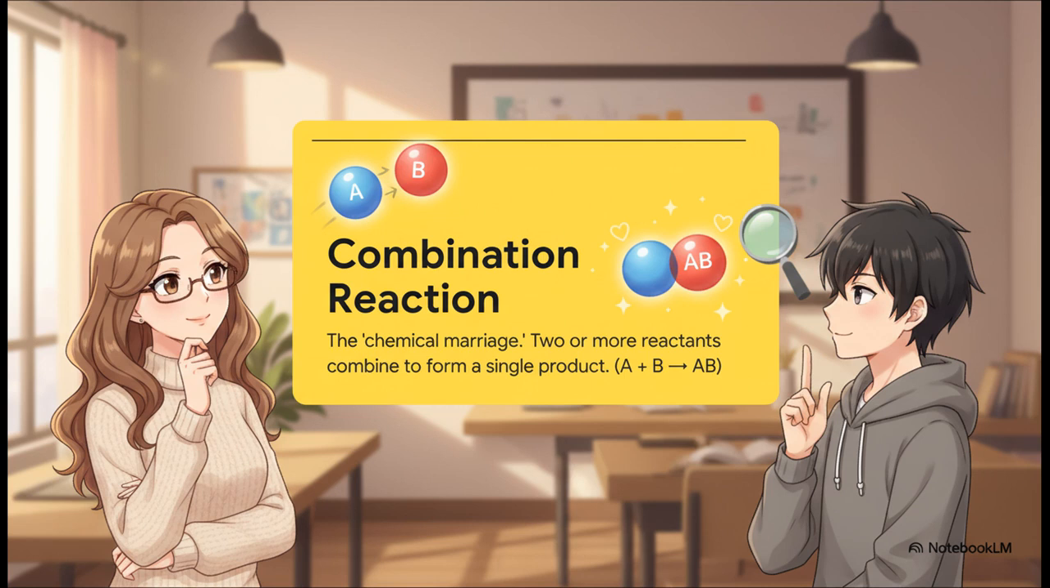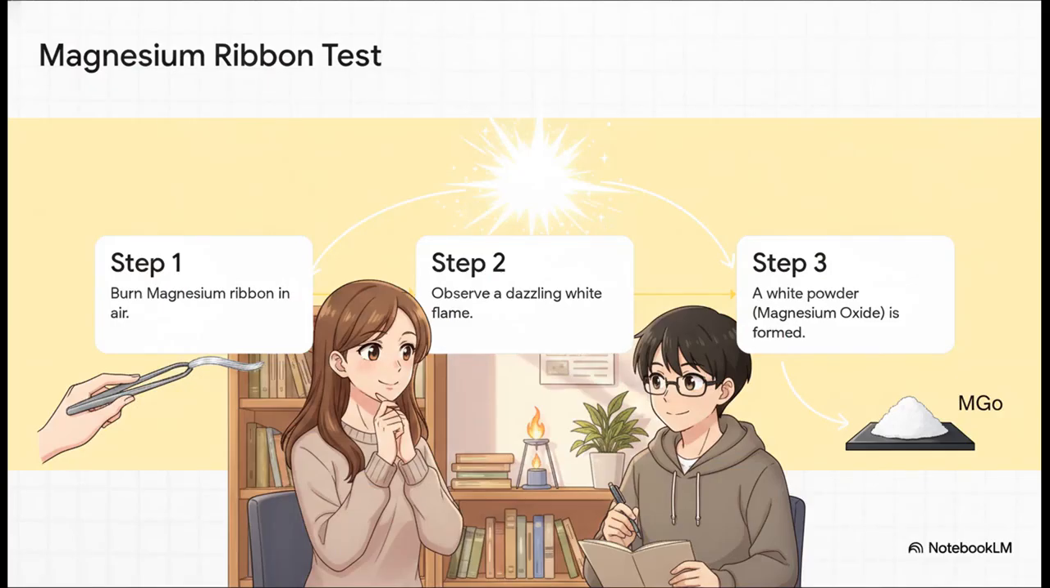It's pretty straightforward. Just look at the slide. You have A and B. They come together and they form one single thing, AB. Two or more reactants making one single product. That's a combination reaction.